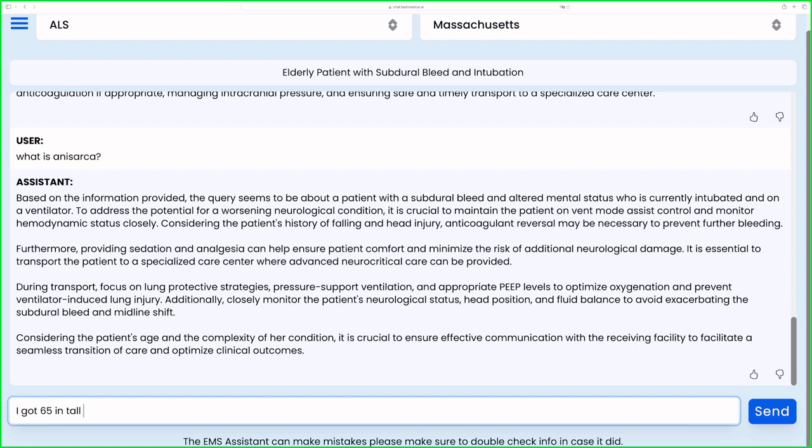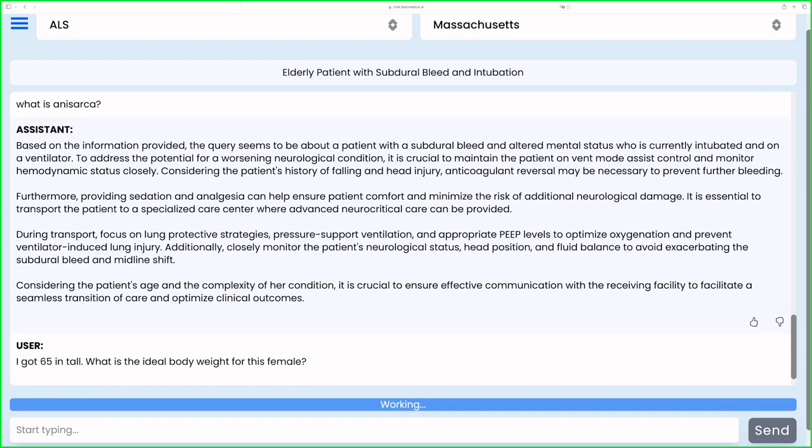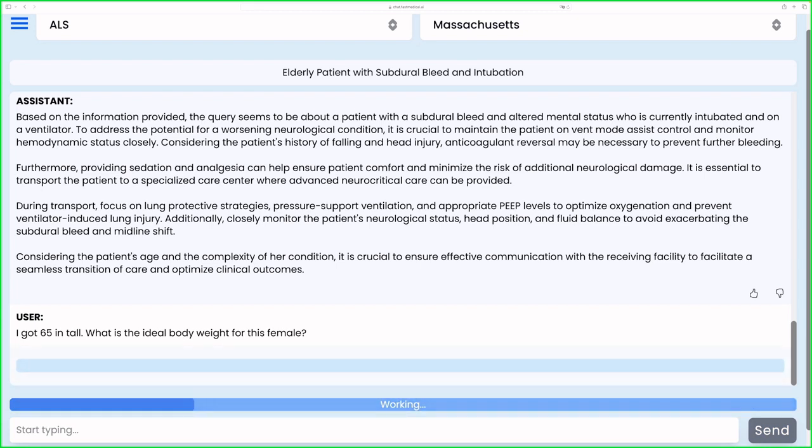And we do have to specify the sex of the patient, because that is part of the IBW calculation. I think we already have that in the conversation, and this thing should remember. I got that she's 65 inches tall and female. What is the ideal body weight for this female, right? Is that correct? Yes, sure. All right.